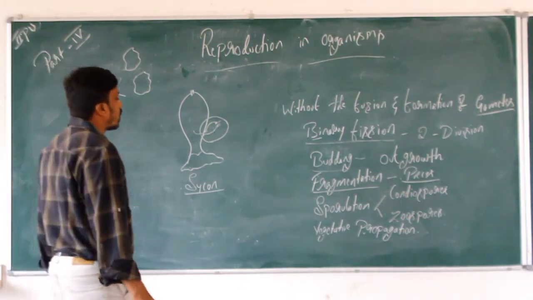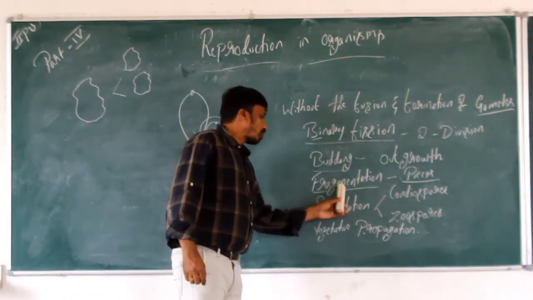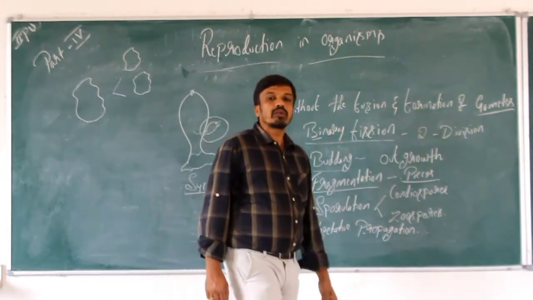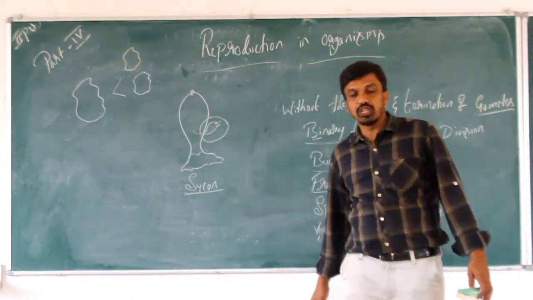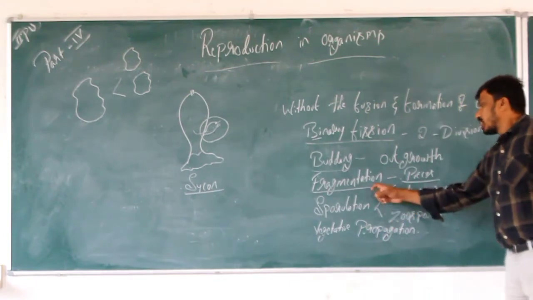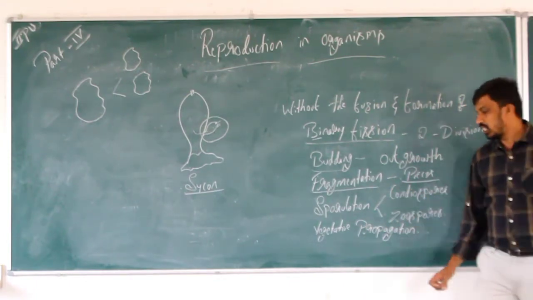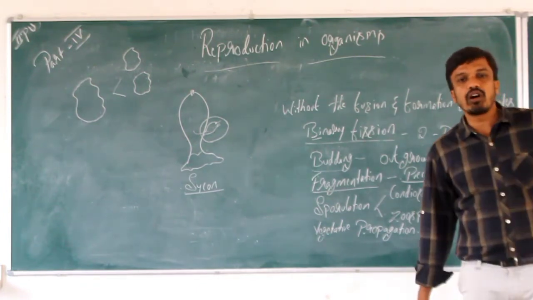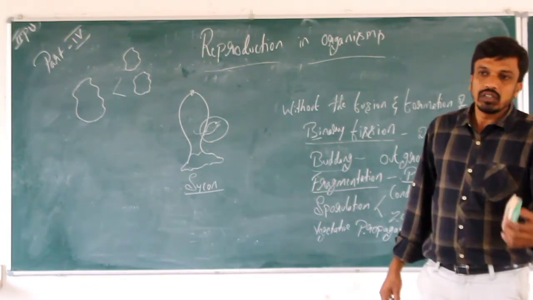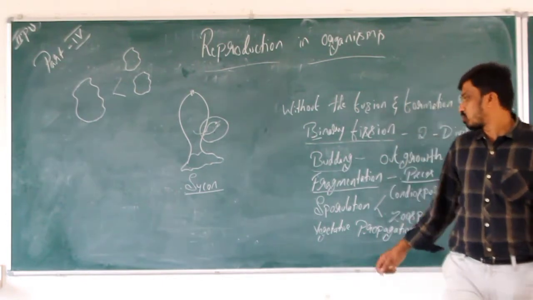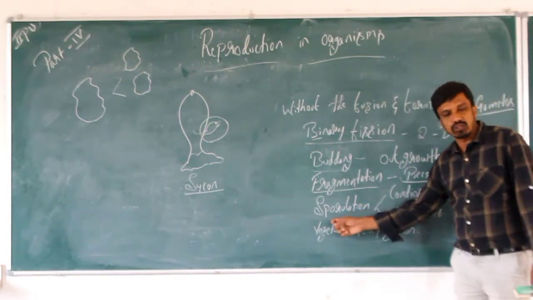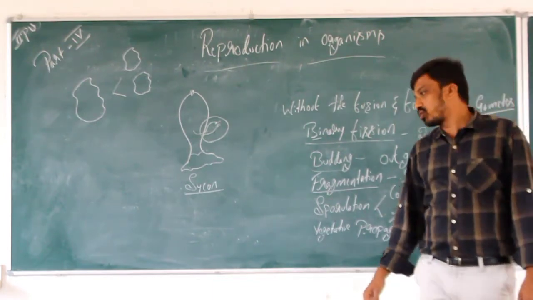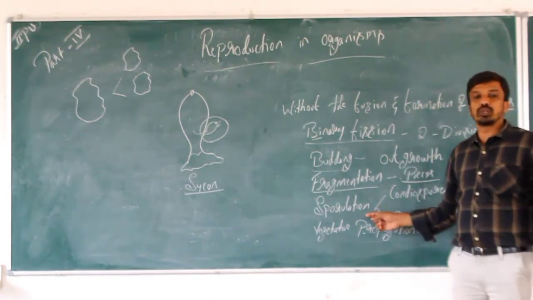Next, coming to sporulation. Fragmentation examples are seen in Echinodermata, that is starfish, and planaria. Sporulation is the process of production of haploid or diploid spores. Simply, the process of production of spores is called sporulation.